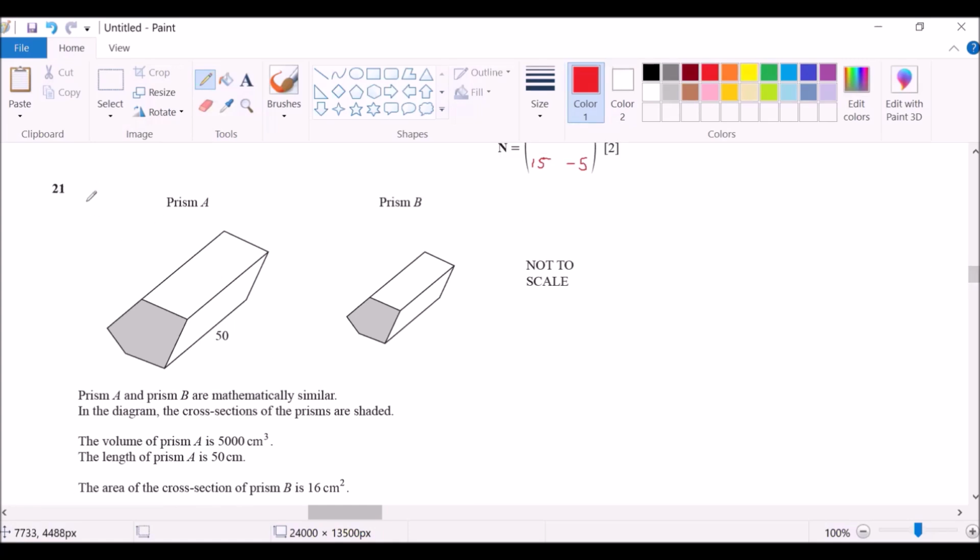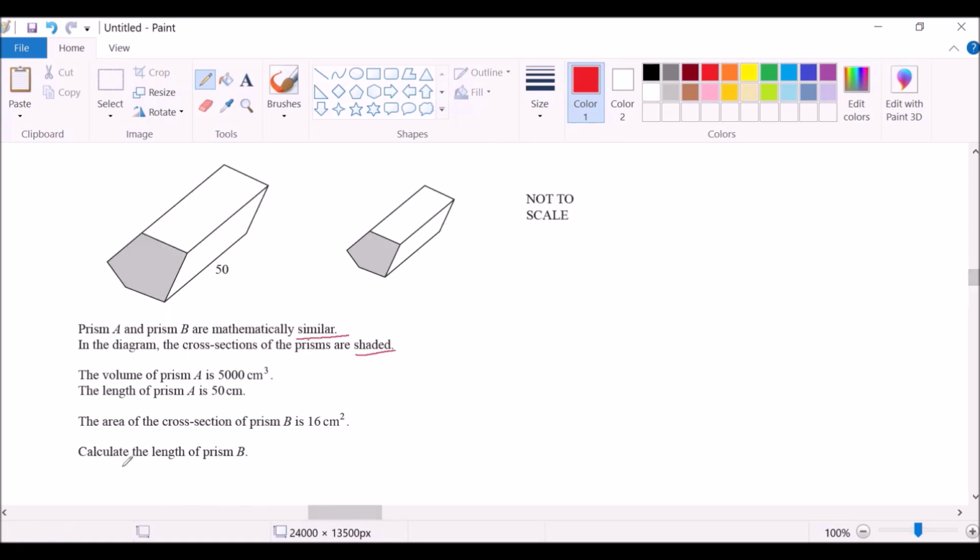Let's go to question 21. Prism A and prism B are mathematically similar. In the diagram, the cross sections of the prisms are shaded. The volume of prism A is 5,000 cubic centimeters. The length of prism A is 50 centimeters. The area of cross-section of prism B is 16 square centimeters. Calculate the length of prism B.